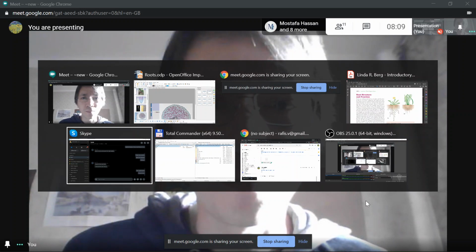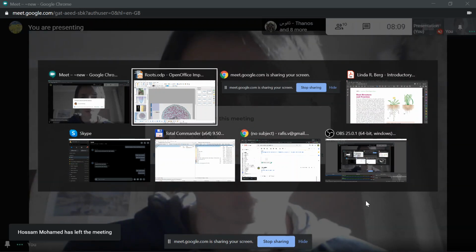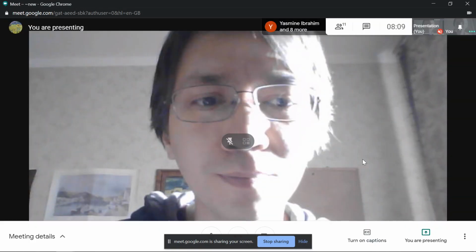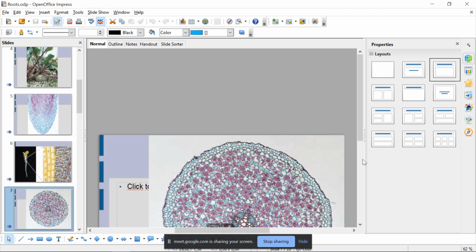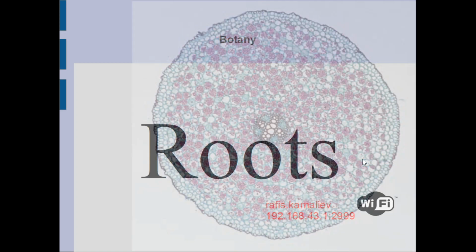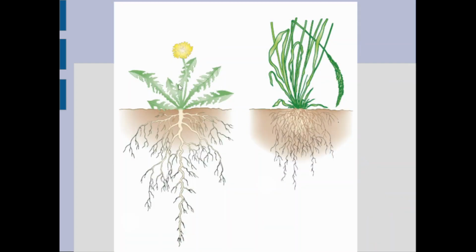And the taproot system looks like this. The main root that is formed from the enlarging radicle, with many smaller lateral branches coming from the main root.